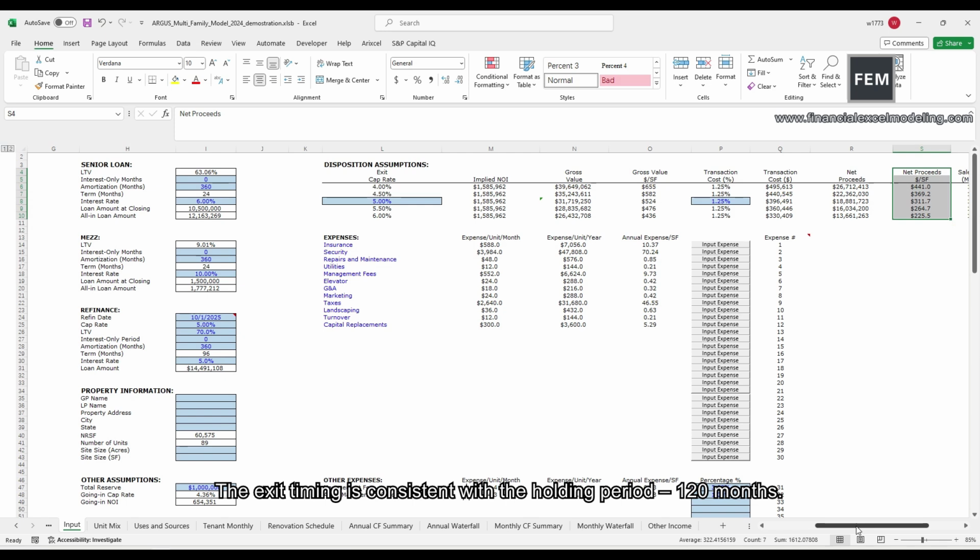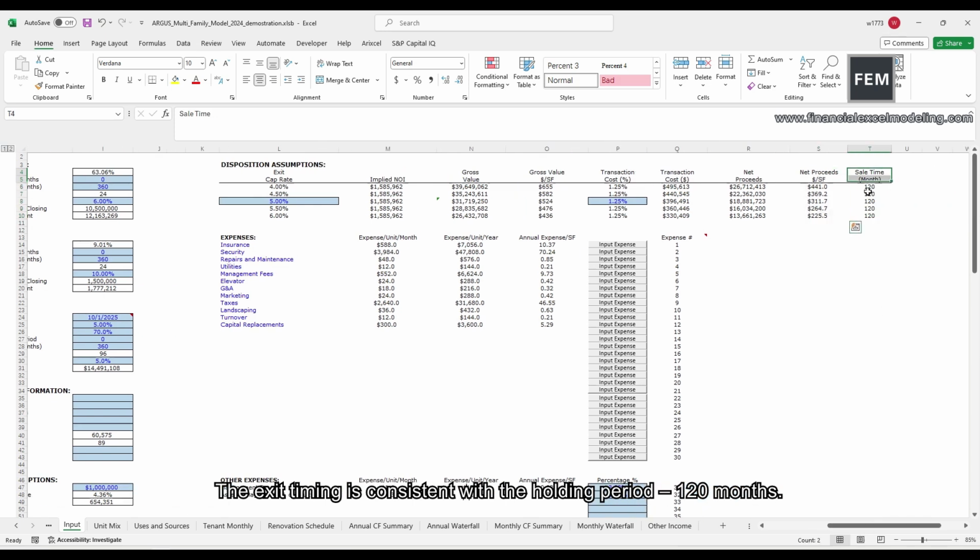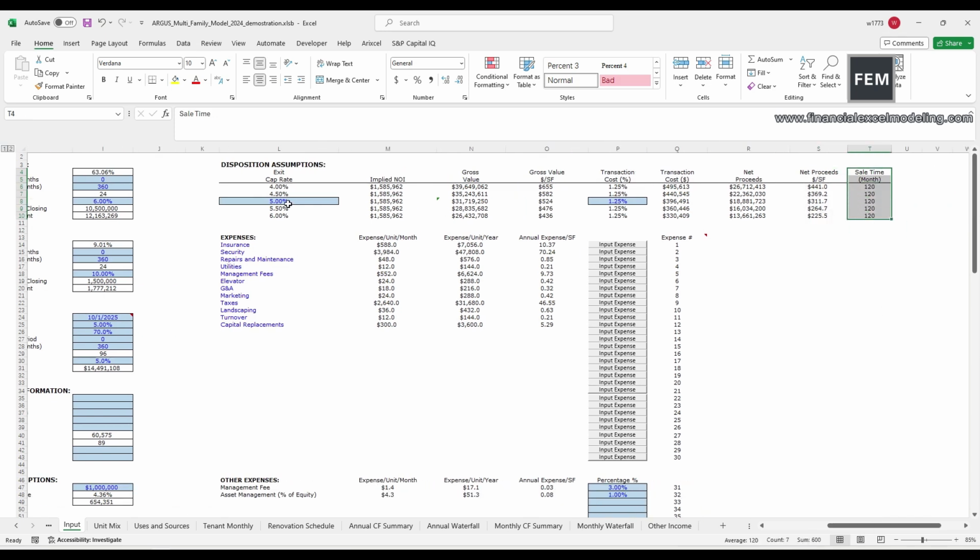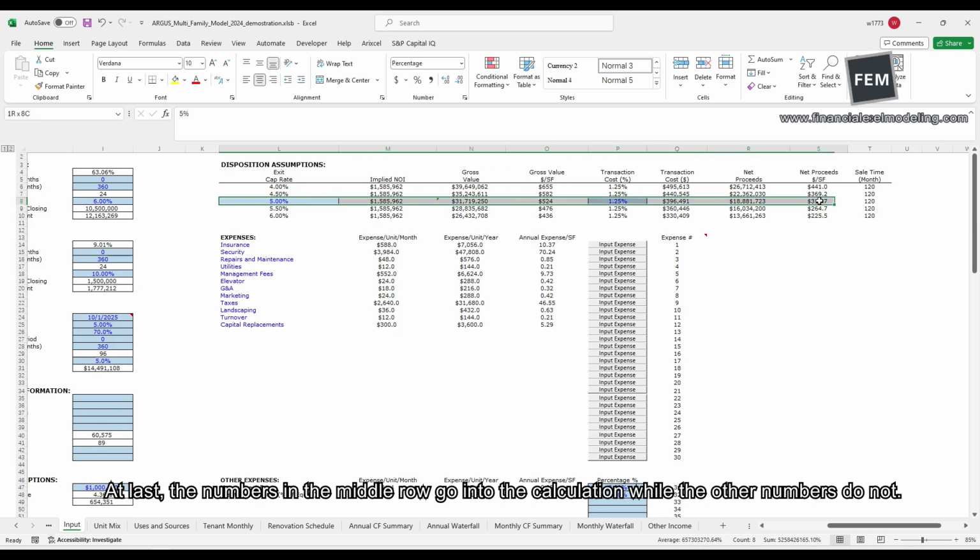The exit timing is consistent with the holding period, 120 months. At last, the numbers in the middle row go into the calculation, while the other numbers do not.